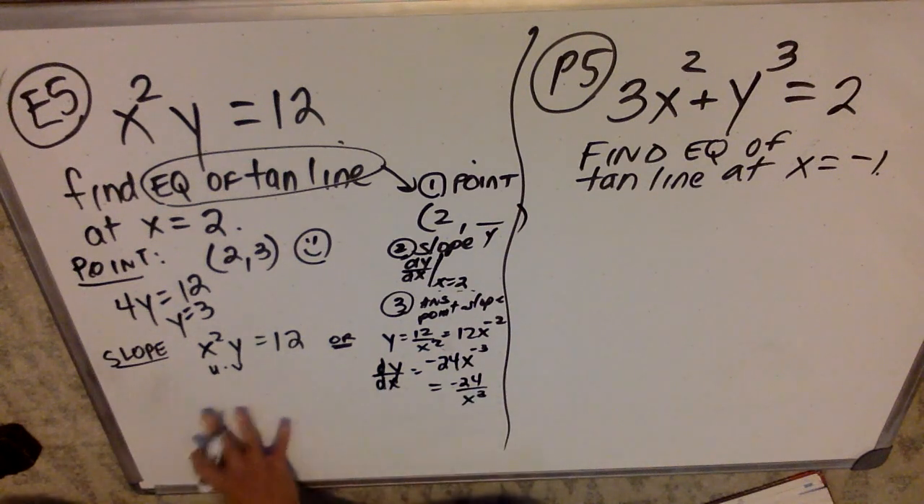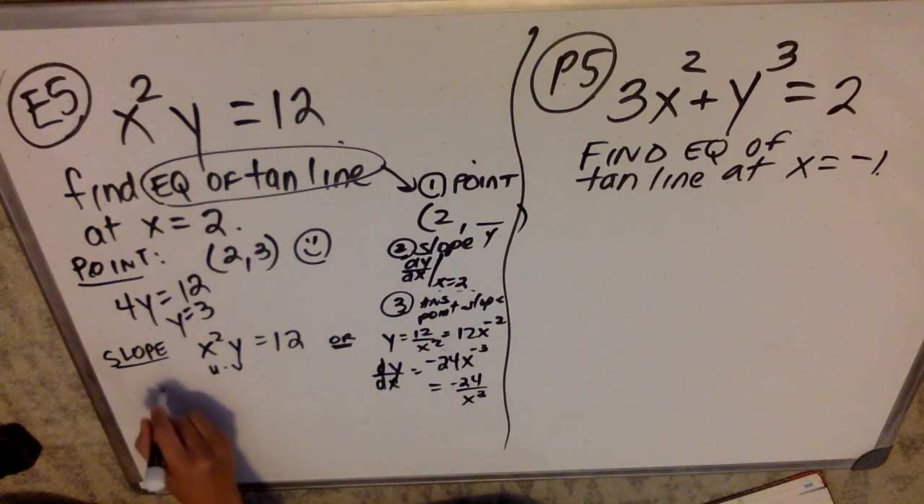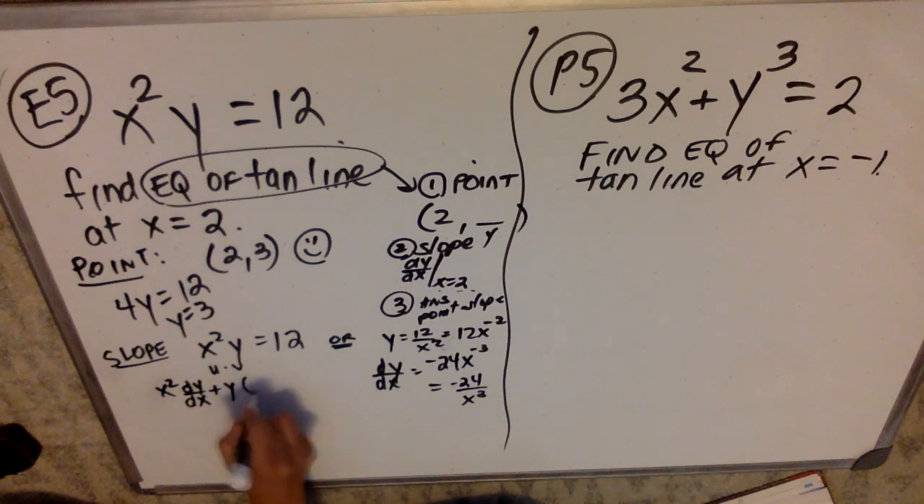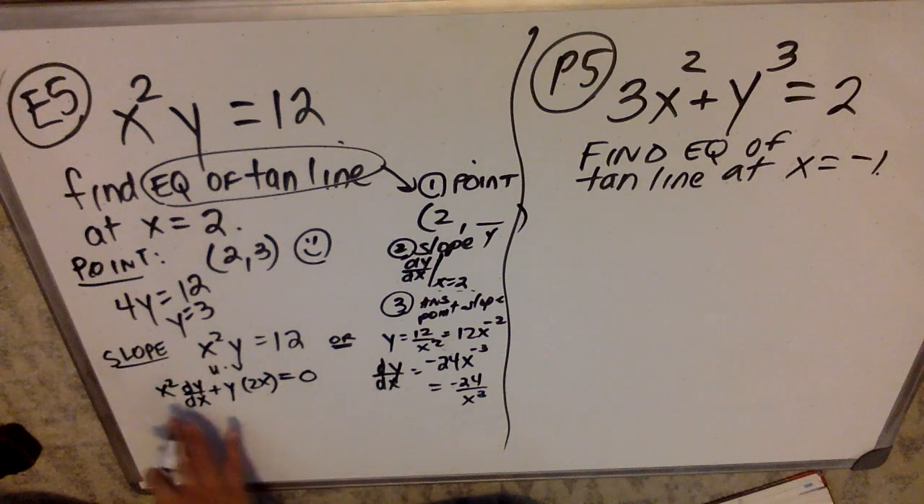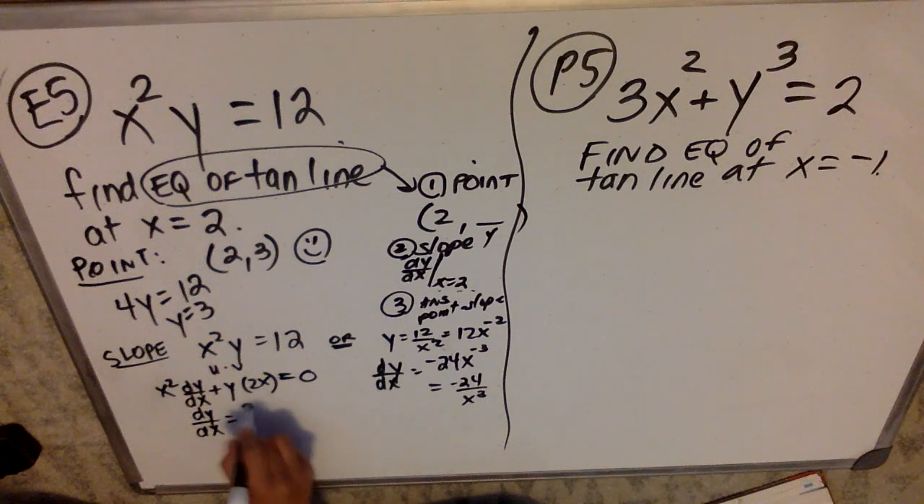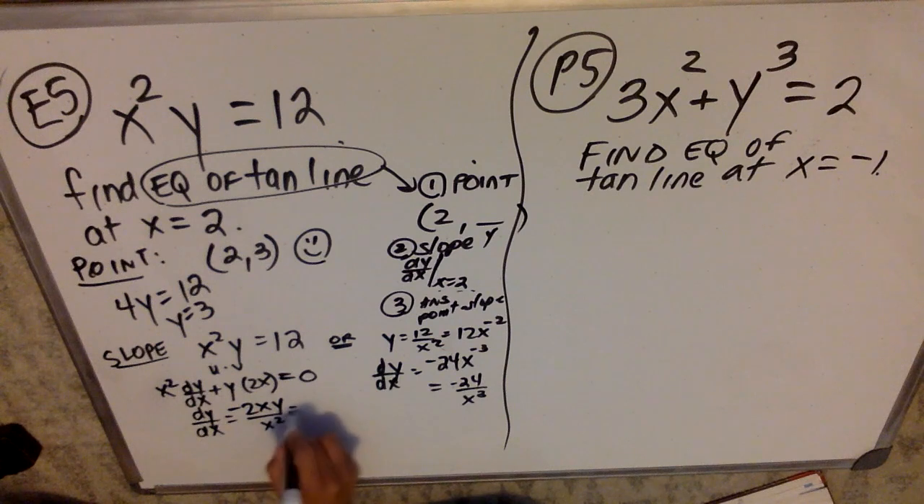If you did it using the product rule, you're going to get the same thing. It's going to take a little bit longer. Right, if you did it this way, you'd get u, which is x squared. dv would be derive the y with respect to x, plus v du equals 0, right? And then if you solve for your dy/dx, you'd get that dy/dx is going to be -2xy, because you'd subtract that over and divide by the x squared.